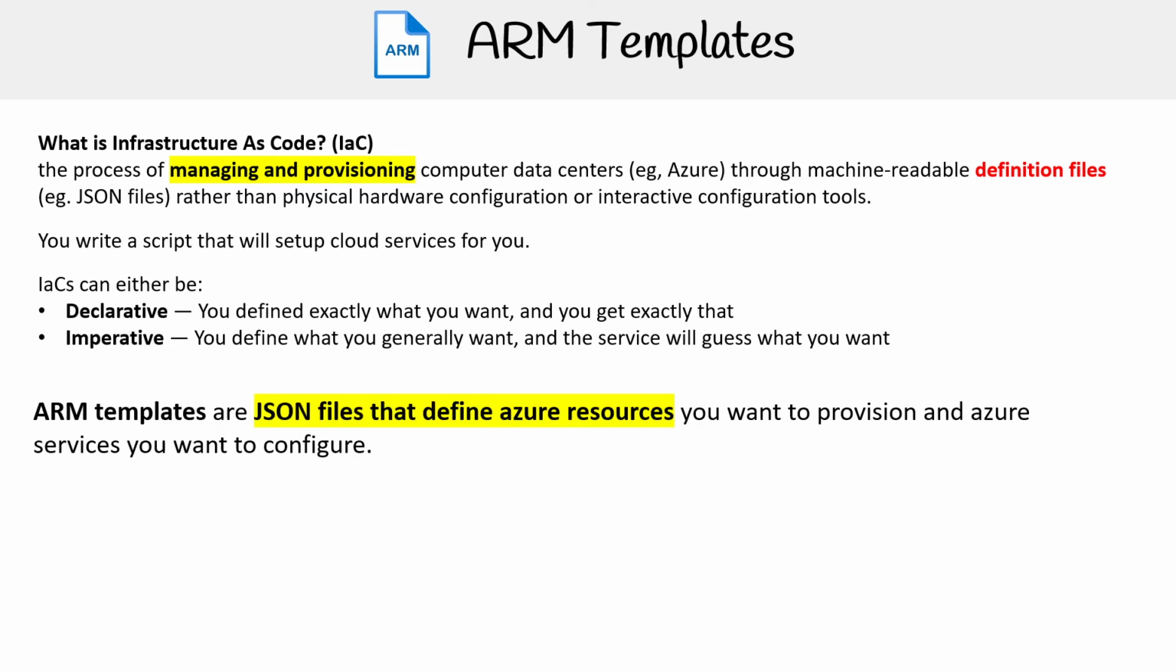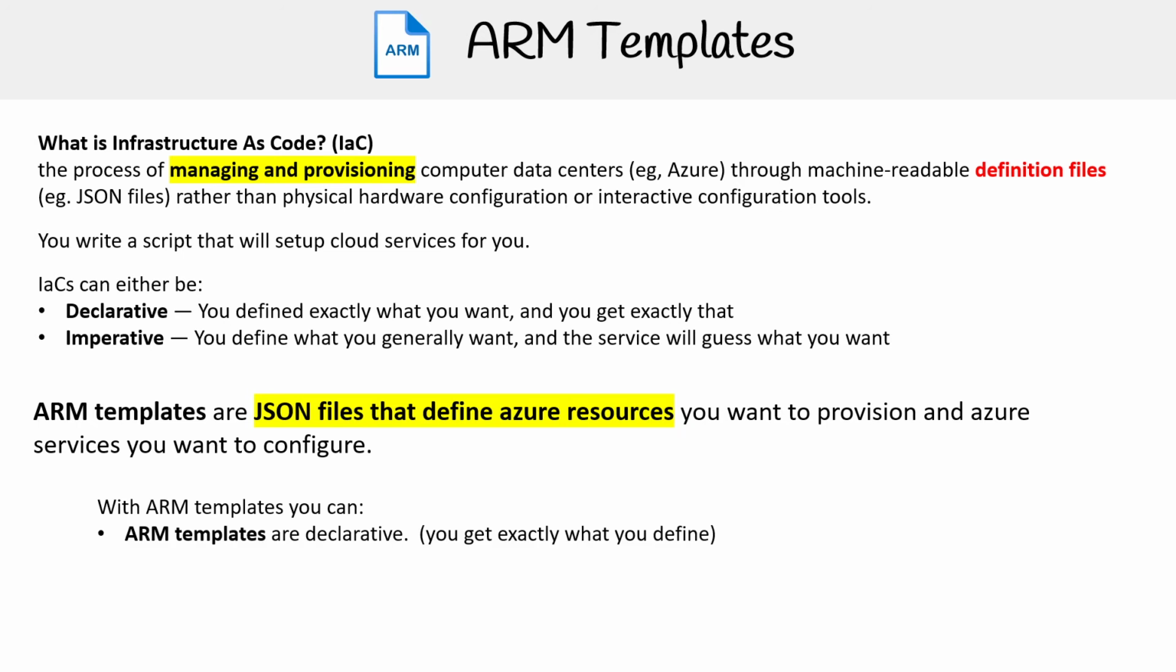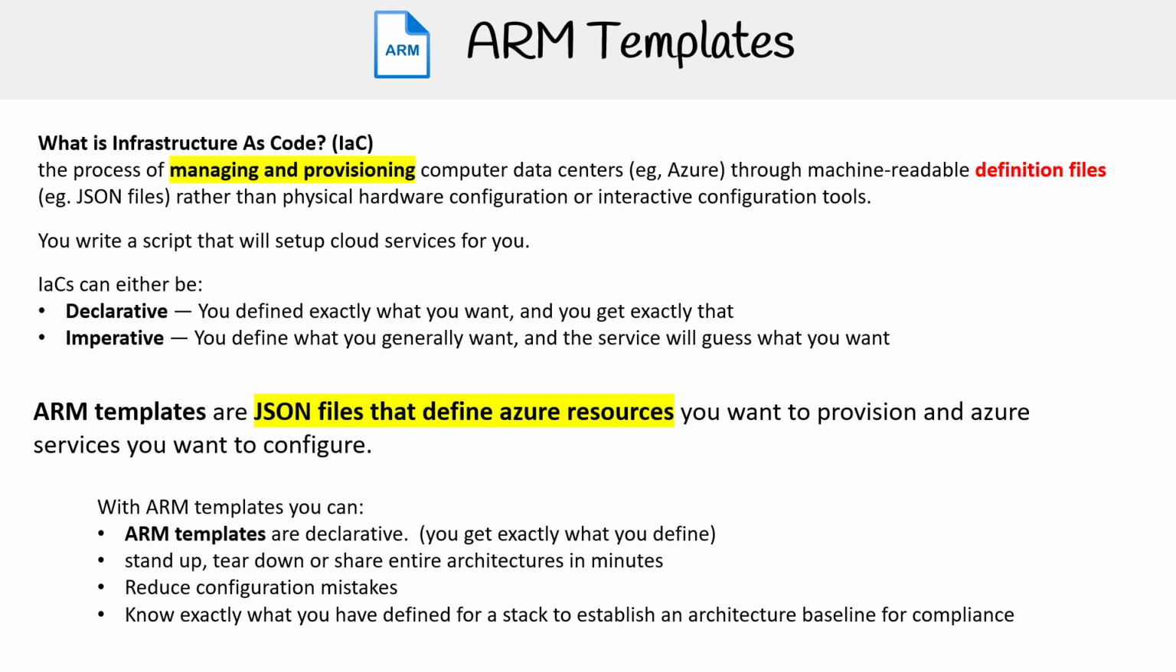And so ARM templates are JSON files that define Azure resources that you want to provision and Azure services that you want to configure. And with ARM templates, they are going to be declarative, so you get exactly what you define. They're going to stand up, tear down, or share entire architectures in minutes, and they're going to reduce configuration mistakes. And you know exactly what you have defined for a stack to establish an architectural baseline for compliance. So you definitely want to use ARM templates or IAC whenever you can, and try to avoid using the console unless you're doing development or test workloads.